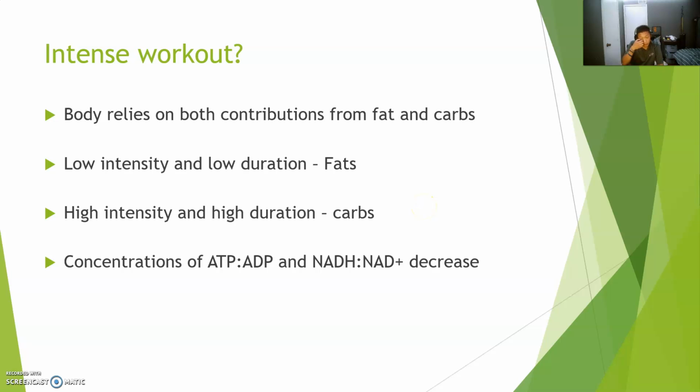So also the concentrations of these things will change and decrease over time due to increased demands. ATP and ADP and NADH and NAD are not going to fluctuate, but just gradually decrease as intensity increases.